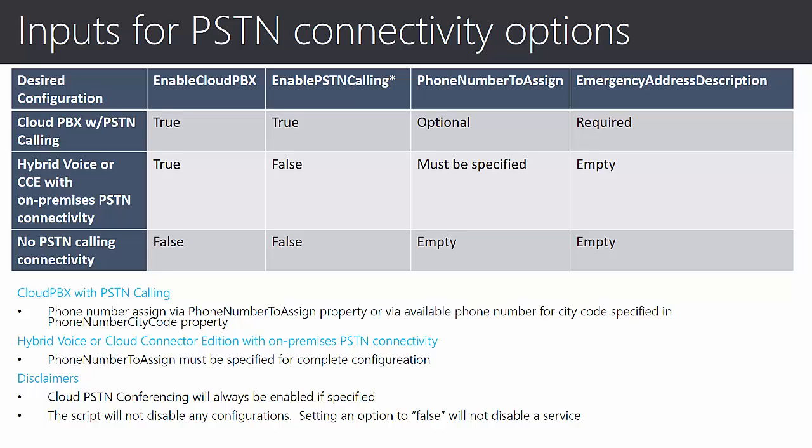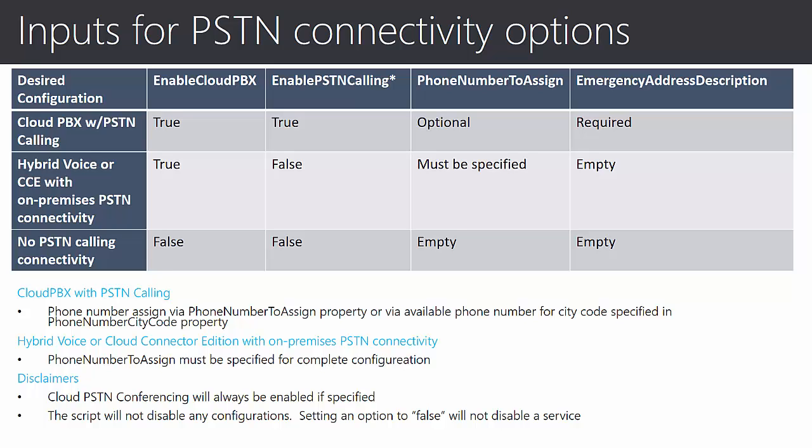If it's PSTN calling, you can either tell me which phone number to be assigned, very useful in the cases of your porting phone numbers and you want to assign someone's previous phone number to them, or you can just tell me that you want to use the country code and I'll pick one. Also, if you're going to be doing PSTN calling, I have to assign an emergency address. And so the input file requires an emergency address description. If that is not included and you have said, I want to enable one of the PSTN calling licenses, you will get errors.